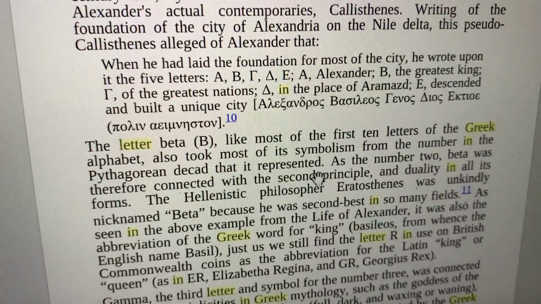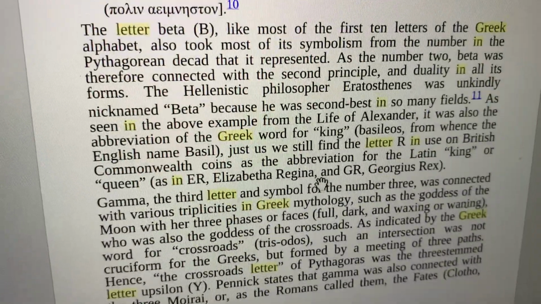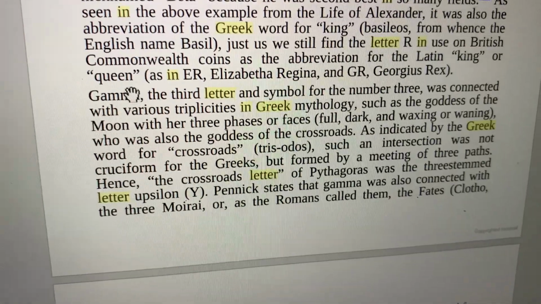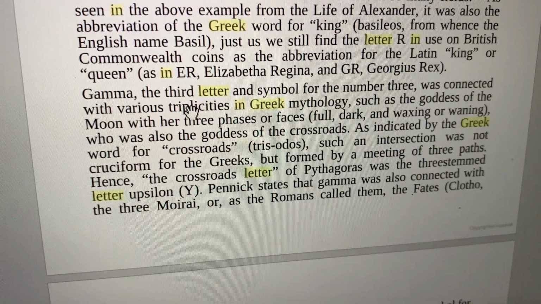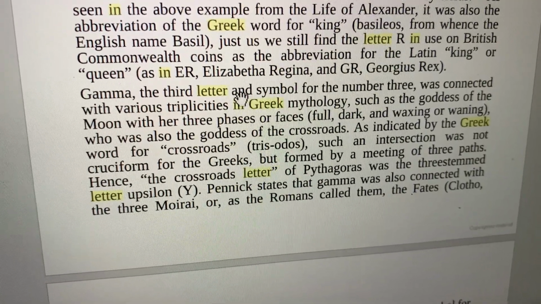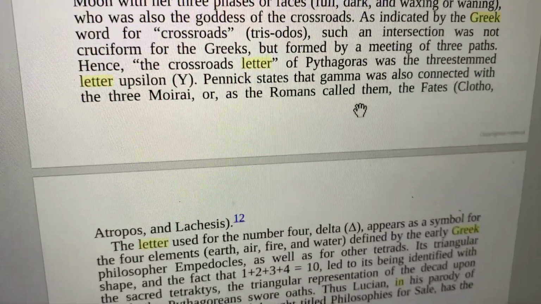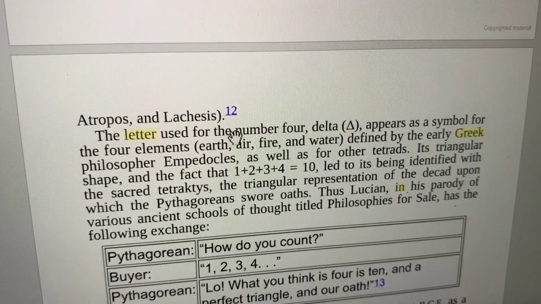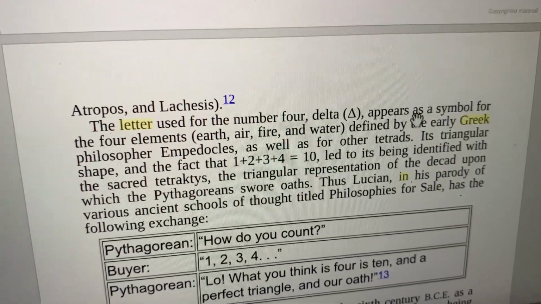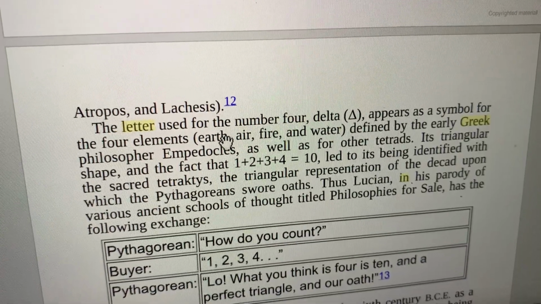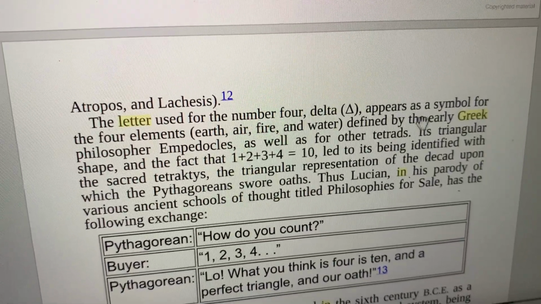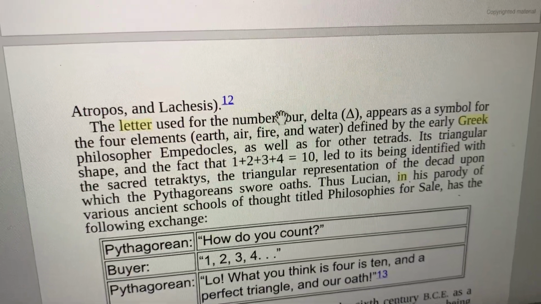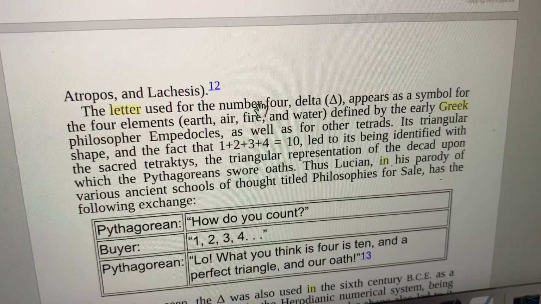Let me see here. This is just about beta. They haven't used beta yet. We'll see what happens then. And then also all of them equal numbers as well, right? So it'll say the third letter, and this is a symbol for the number 3. So let's go down here. The letter used for the number 4, delta, appears as a symbol for the 4 elements: fire, earth, air, water, defined by the early Greek philosopher Empedocles, as well as for other tetrads.